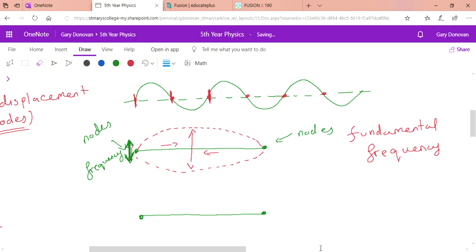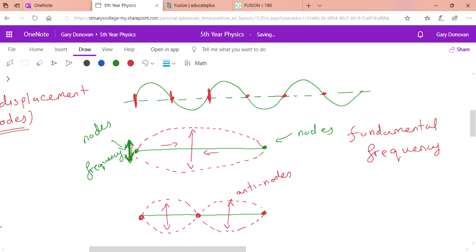The next pattern you can get is, say, between the next node and that node. So the next pattern you could get looks like this. Now I'm drawing it, but you have to visualize that we have a node here at either end. There are nodes, so these particles are not moving up and down, but here and here the particles are constantly moving up and down. These are antinodes.